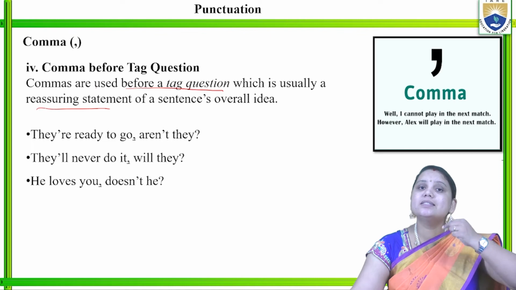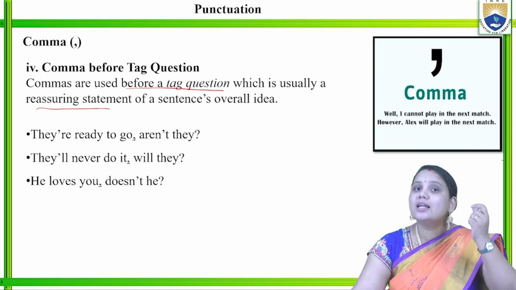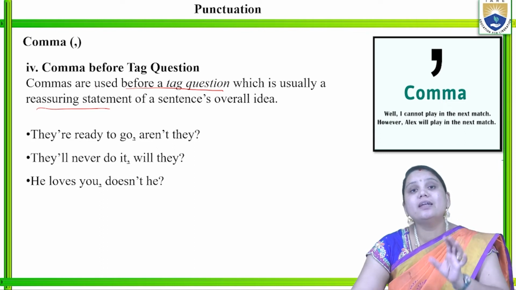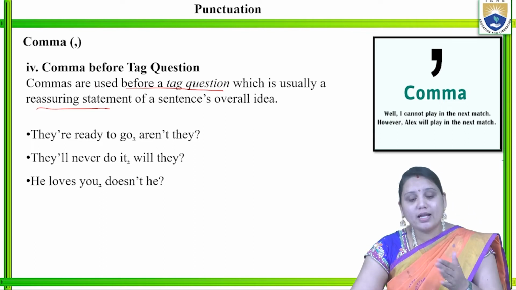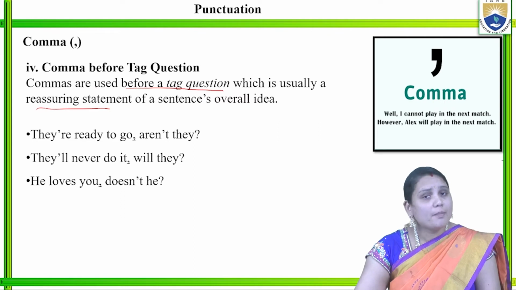That is, we make a statement and we tag a question mark after that statement to assure whether it is right or wrong. Now let us see here. They are ready to go, aren't they? They are ready to go. I know that they are ready to go, but I want to assure whether it is right or wrong. So how am I going to express it? They are ready to go, aren't they?